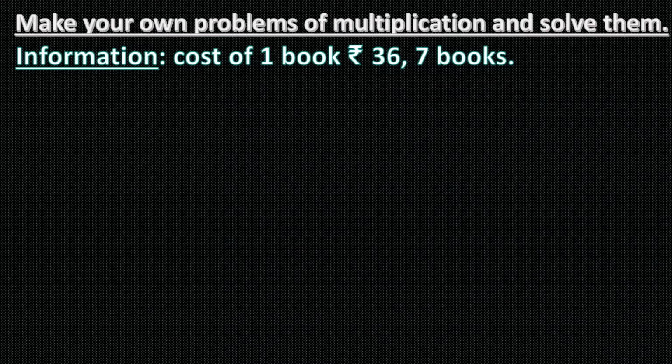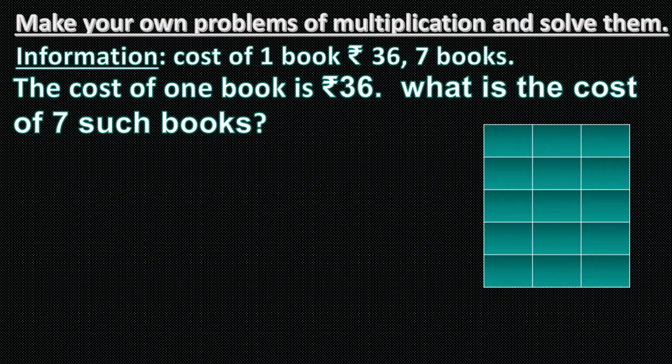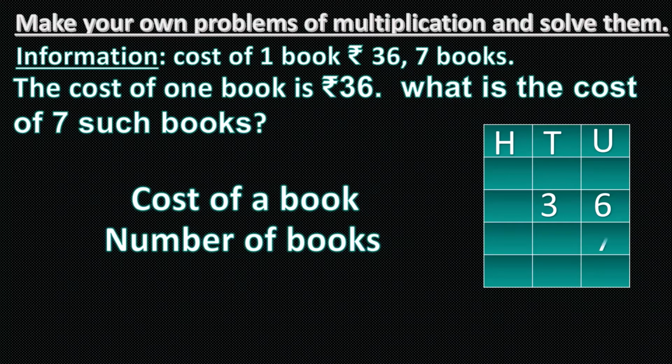Next question. The information here is cost of one book rupees 36, 7 books. With this information we have to frame the question. The cost of one book is rupees 36. What is the cost of 7 such books? Draw the columns, write hundreds, tens, units. The first statement will be cost of a book 36. Number of books 7. Multiplication sign.